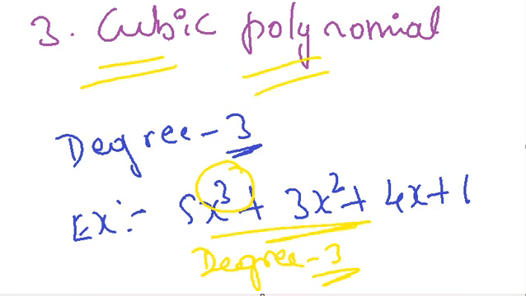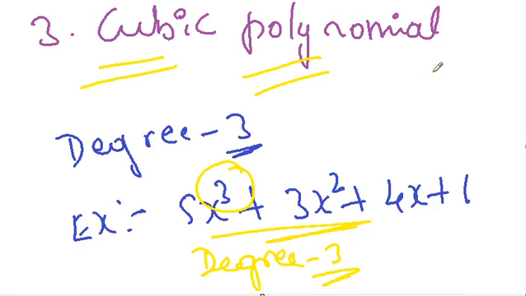It is very simple. You can easily identify linear, quadratic and cubic polynomials if you know the degree concept. If the degree is 1, then it is a linear polynomial. If the degree is 2, then that is called a quadratic polynomial. If the degree is 3, then that is called a cubic polynomial. This is about the types of polynomials and the degree of the polynomial.